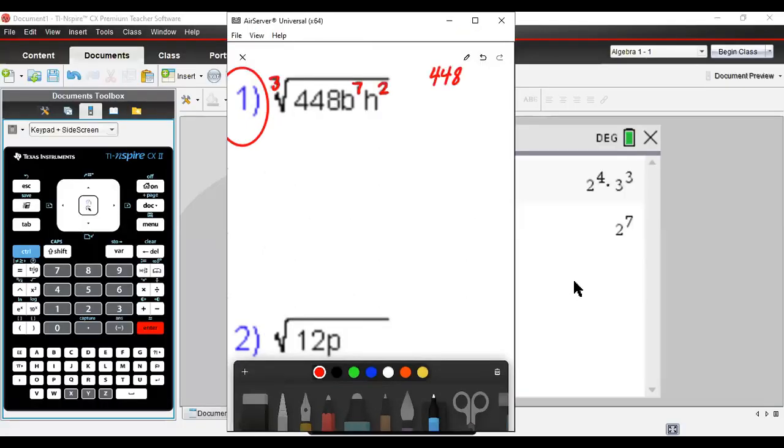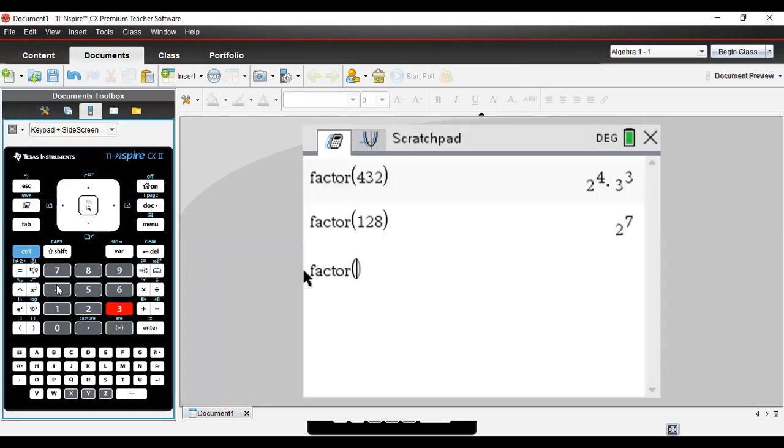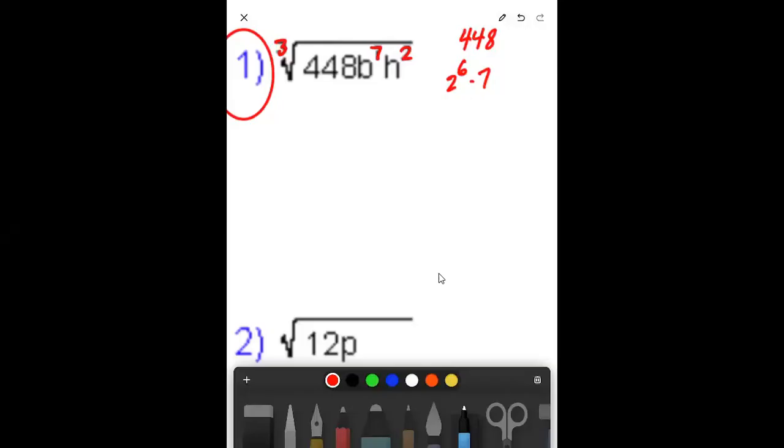So let's go use the calculator again. We're going to do menu 23, and then we're going to put 448 inside, press enter, and the prime factorization is 2 to the 6 times 7. So that's what I'm going to write, 2 to the 6 times 7 on my iPad. Let's jump back over there and go ahead and do this. Remember, 2 to the 6 just means 2 times 2 times 2 times 2 times 2 times 2. There's 6 2's there. That's what the 6 means. And then remember, I also have a 7.